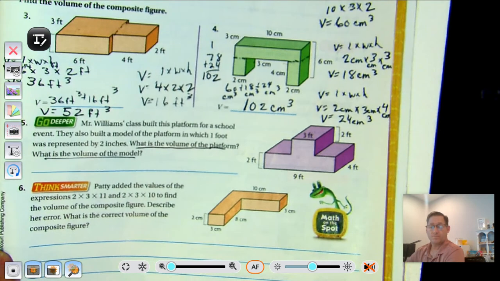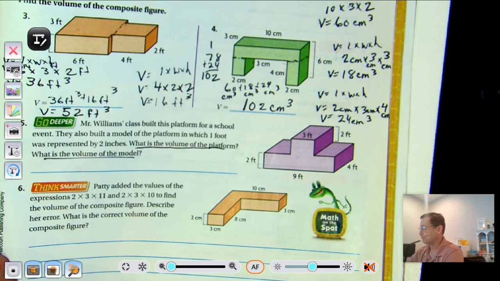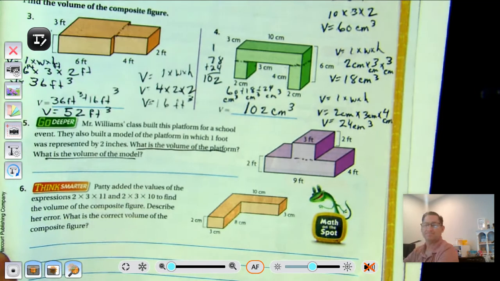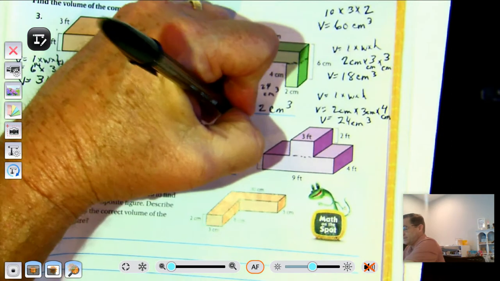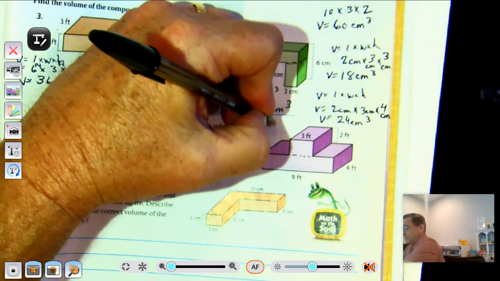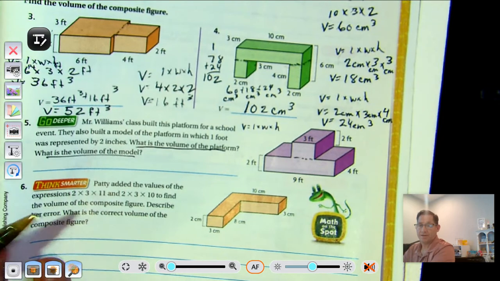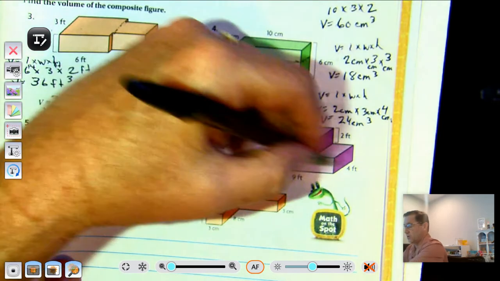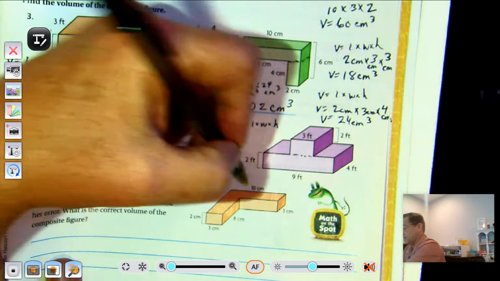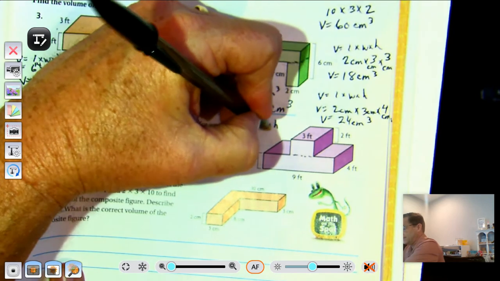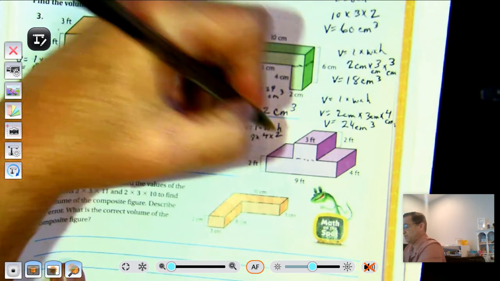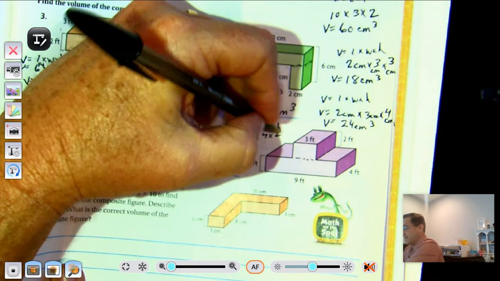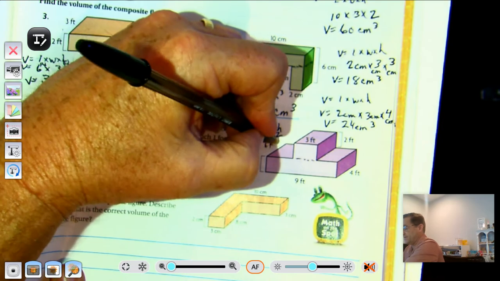All right, so let's figure out the volume of the platform first. That seems to be the quickest and easiest way. It doesn't matter how I break them up. I could have done it into 3, but this time it seems to make sense to just do this large rectangle on the bottom. And so I have 9 times 4 times 2. So that would give me a volume of 9 times 8, 72 cubic feet.